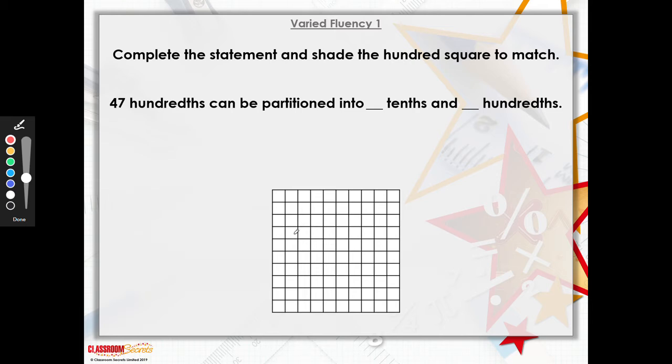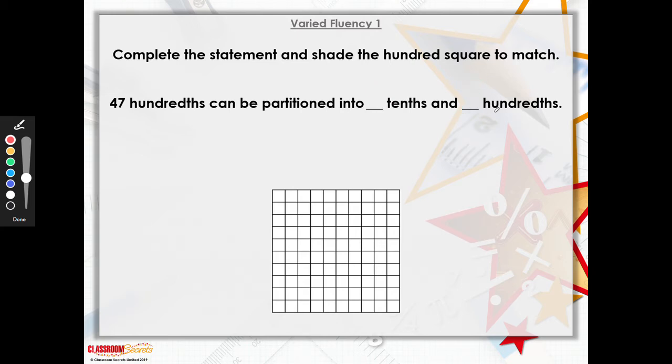But we can't forget the leftover, the 7. I need to figure out 47 hundredths, and all I would colour in is 1, 2, 3, 4, 5, 6, 7 of these. If I just coloured in 7 of those, I would be colouring in 7 hundredths. So the answer for this one, when you have to do this on the quiz, is that 47 hundredths can be partitioned into 4 tenths and 7 hundredths.